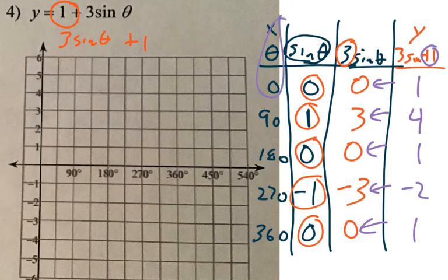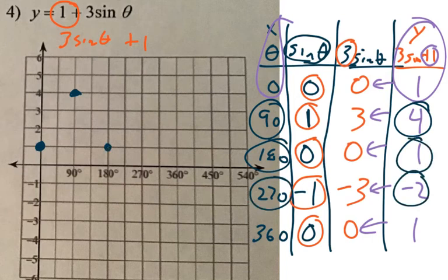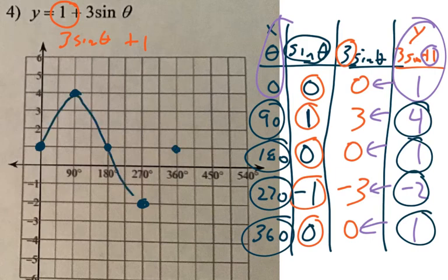Now we can graph our thetas with our y's. So 0 is 1. 90 is 4. 180 is 1. 270 is negative 2. 360 is 1. So if I connect them in order with a curve, guys, I get this.